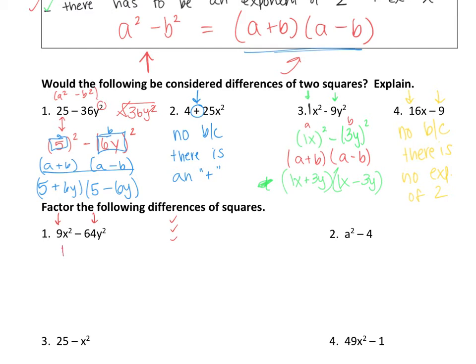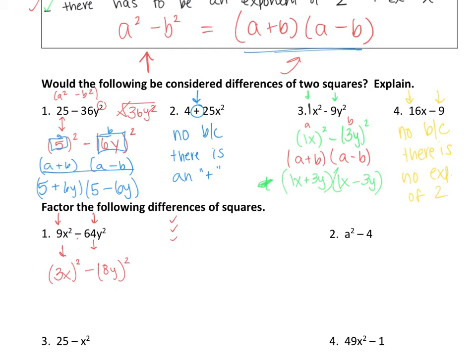So what I'm going to do is I'm going to take the square root of 9x squared, and the square root of 9 is 3, and then I always keep an x. Remember, put a little squared. Always keep my minus. And now I need to find the square root of 64, which is 8, and keep a y.